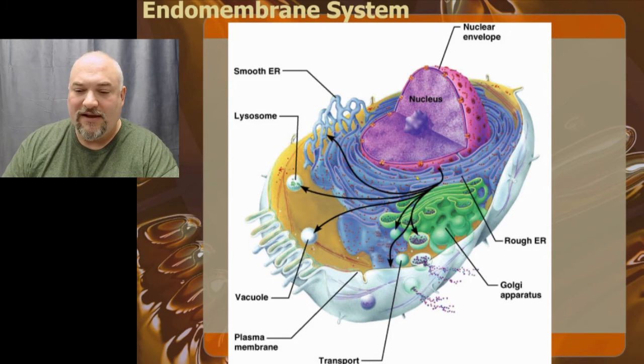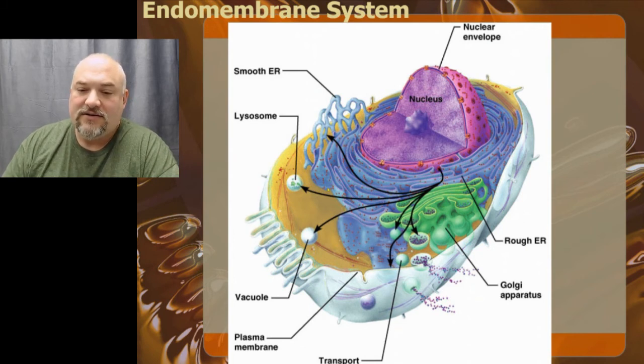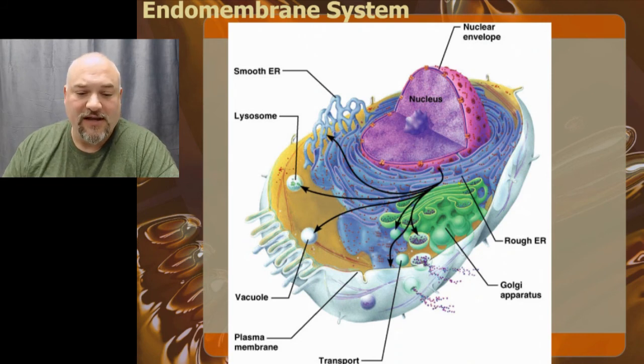It'll send it in a transport vesicle, either out to do something else within the cell, or more likely send it to the cis face, or the near face, of the Golgi apparatus, which will then modify and package that, and then send it out the trans face, either to do something elsewhere in the cell like a lysosome, or to send it out of the cell and get those made materials out of the cell. That is the endomembrane system. That's all of these parts we've talked about working together.